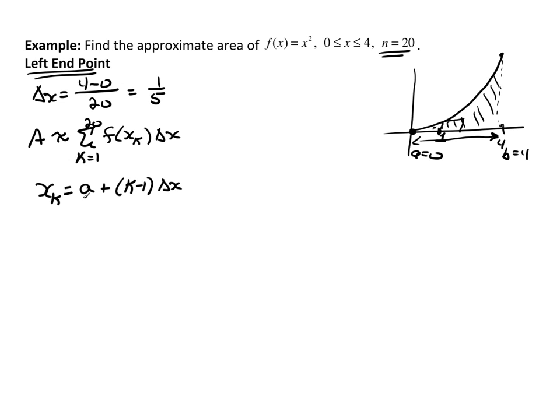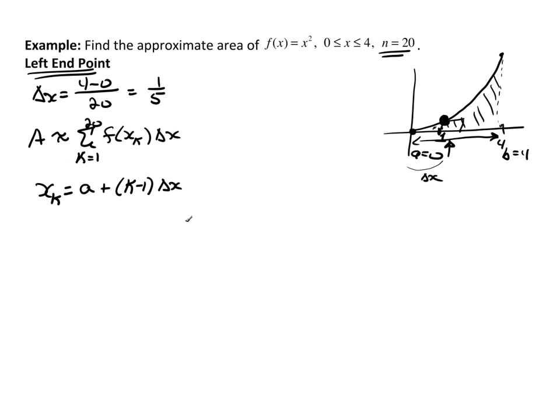So I'm starting at 0, and when k equals 1, this is 0. 1 minus 1 is 0. So my first value of x to put into the function will be 0 in this case. When k is 2, I'll have 0 plus 1 delta x, because 2 minus 1 is 1. So I'm going to take A, add delta x to it. When I add delta x to it, that's that width right there. I'm going to be at that point right there, so I get the left endpoint.